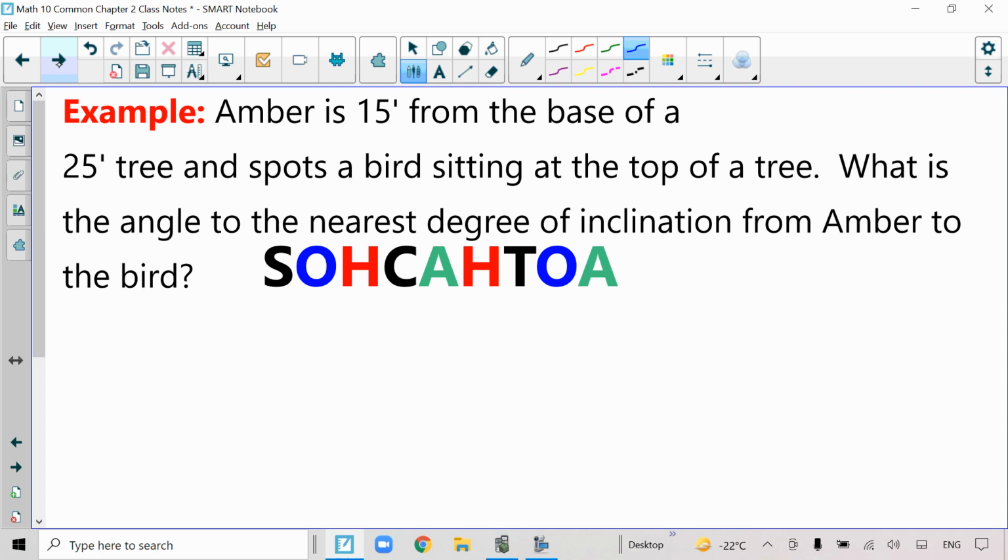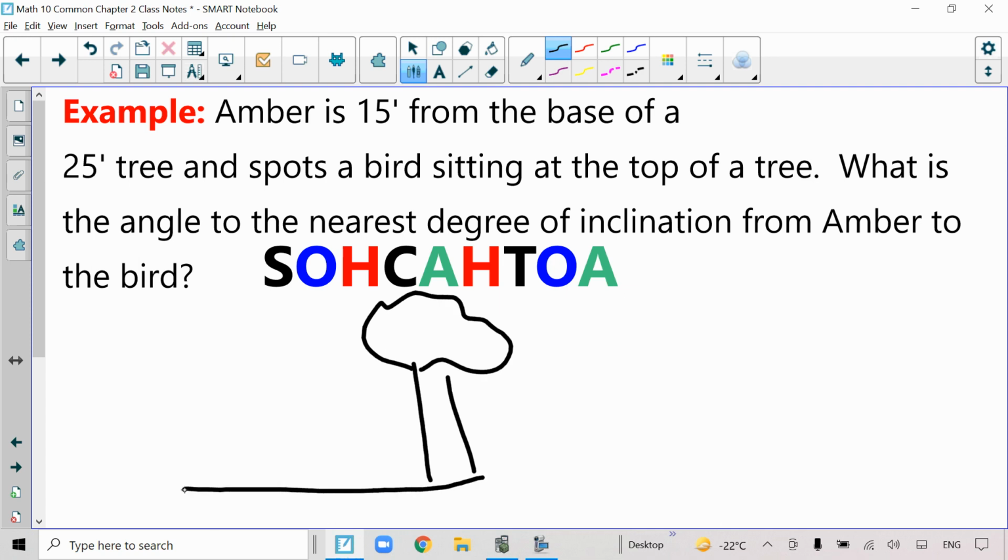So we have Amber, who is 15 feet from the base of a 25-foot tree. Okay, so I like the little drawings. And again, I'm not a really good drawer. There's my tree. The base means the bottom. Okay, and Amber is standing over here. And there's a little bird on the top of the tree.